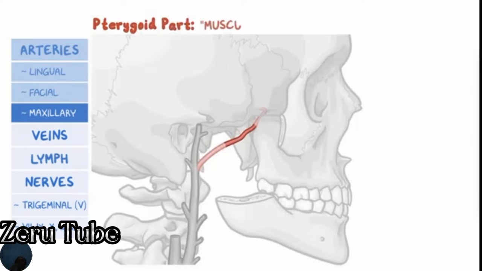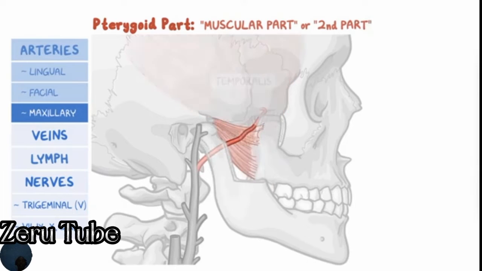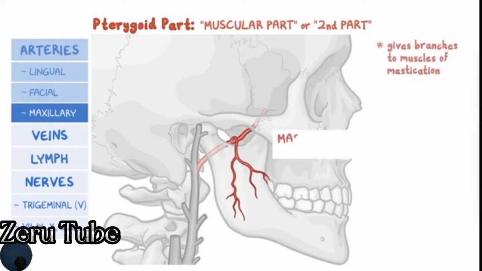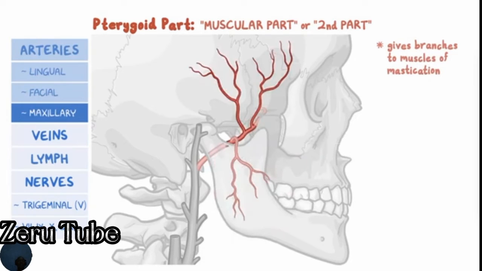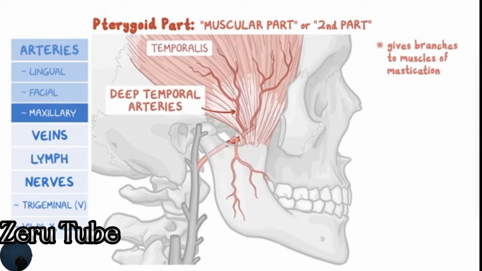The pterygoid part, which is the second part and is called the muscular part, gives blood to the temporalis muscle and the lateral pterygoid muscle, and gives branches to the muscles of mastication. So the muscles of mastication are supplied by the second part of the maxillary artery, the pterygoid part. The deep temporal artery, a branch of the maxillary artery, gives blood to the temporalis muscle.